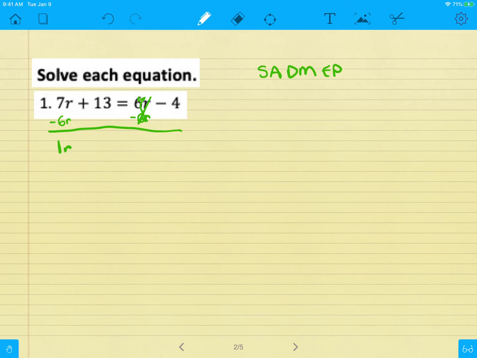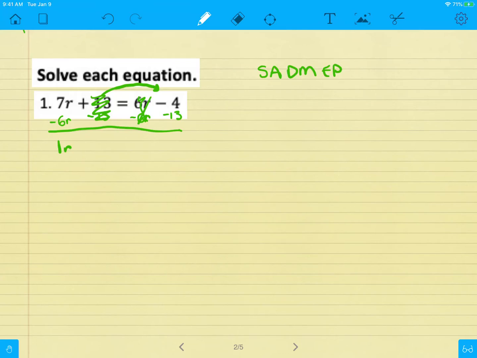At the same time, I'm going to move the 13 to the other side, and do the same thing. They're adding 13, so I'm going to subtract 13 across. If I subtract 13 from both sides, these cancel out. That's why I'm doing that number. I want to move the variables to the left and the whole numbers to the right side.